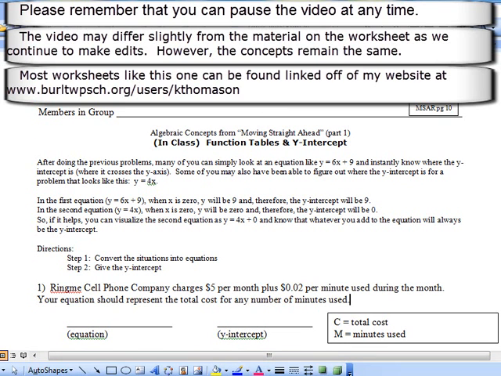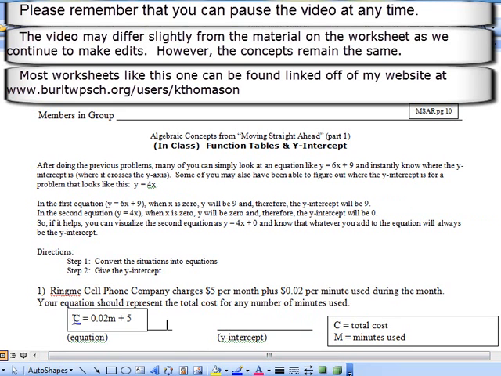Keeping in mind that you can pick any letters that you want, I chose C to represent total cost and M to represent minutes used. So to get our total cost, we have to multiply the minutes by 2 cents. So for every minute, we're getting charged 2 cents. Plus, we had a $5 per month automatic charge. So this would be our equation for the above situation.